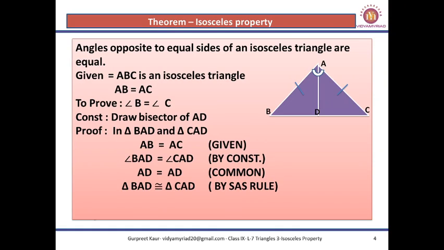So we say that by the SAS rule the triangles become congruent, and when the triangles are congruent we can say that angle B is equal to angle C by CPCT, because they are parts of the same congruent triangles. So this proves that we can apply this theorem in most of the questions: angles opposite to equal sides of an isosceles triangle are equal.